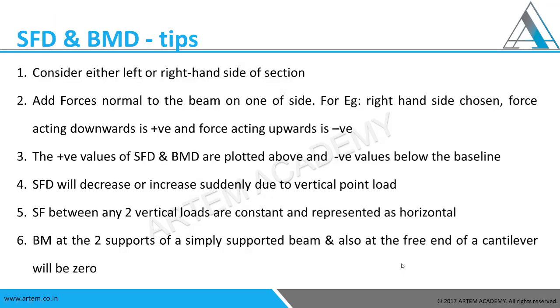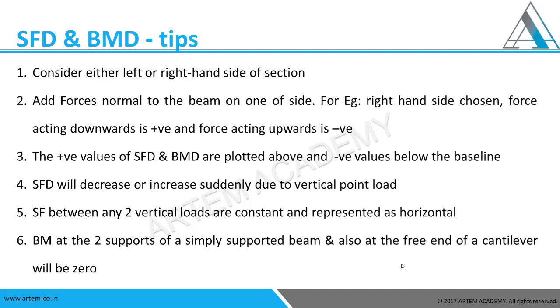Now some of the tips that I was talking about, SFD and BMD. Consider either the left or the right hand side of the section. Add forces normal to the beam on one of the sides. For example, if the right hand side is chosen, force acting downward is positive and force acting upwards is taken as negative. The positive values of the SFD and BMD are plotted above and the negative values below the baseline. This is very basic that we saw in our example as well.